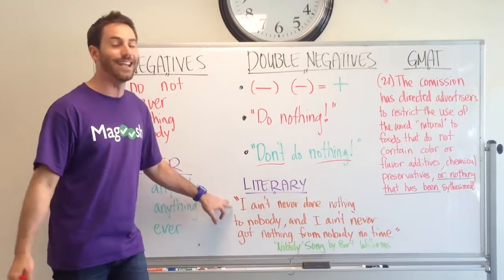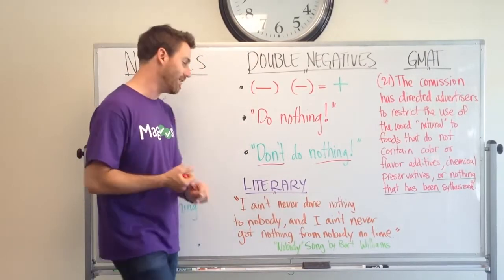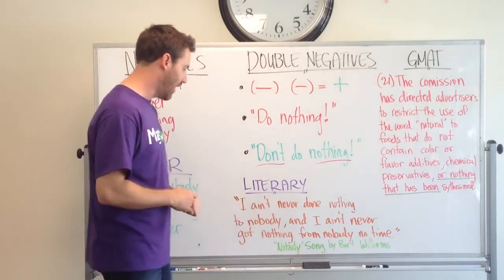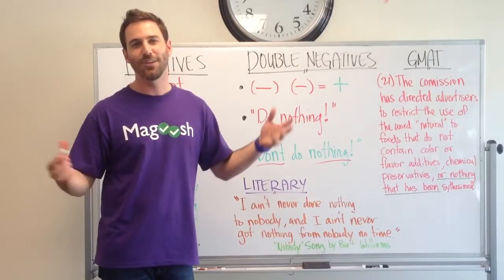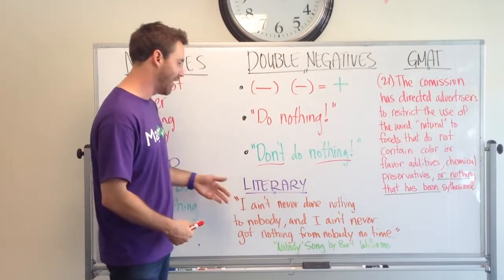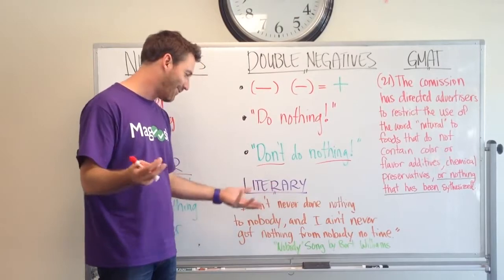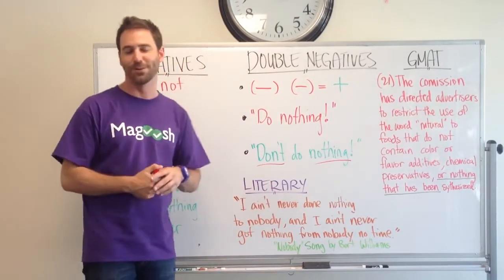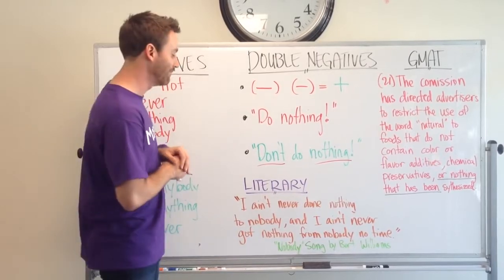And I have a literary example here. This comes from a song. Actually, the song is called Nobody by Burt Williams. And it says, "I ain't never done nothing to nobody, and I ain't never got nothing from nobody no time." And so that's much more interesting than saying I've never done anything to anyone, and I never get things from people. That's not that exciting. It wouldn't have been such a memorable song.